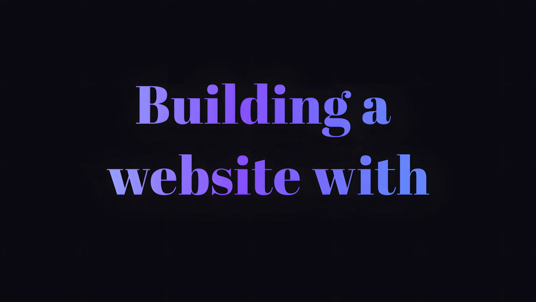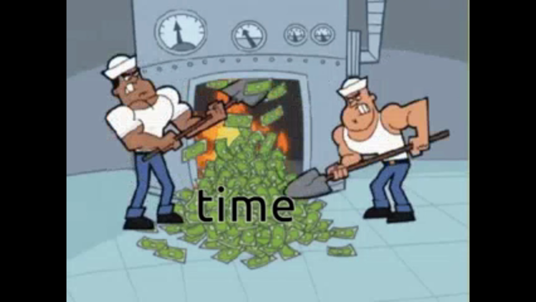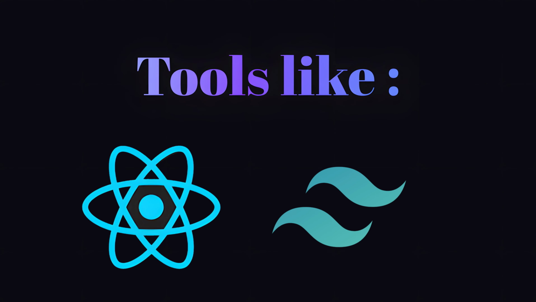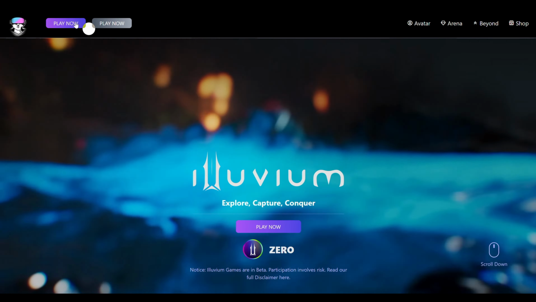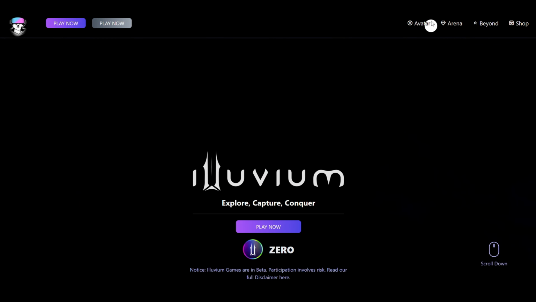Just a decade ago, building a website with advanced visuals, especially 3D elements, was a task reserved for expert developers with deep knowledge of WebGL or heavy frameworks. It was complex, time-consuming, and far from beginner-friendly. But today, with the incredible power of tools like React, Tailwind CSS, and modern 3D platforms, you can create a fully interactive, visually stunning gaming website, even if you're just starting your journey in web development.